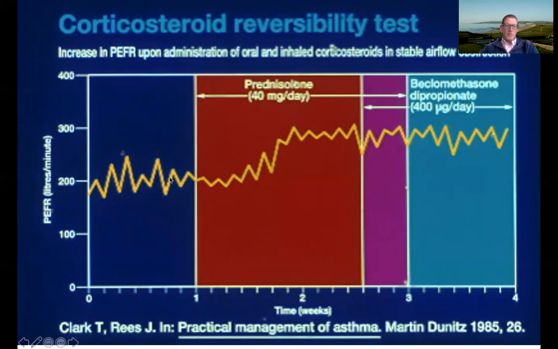So this would be a patient with poorly controlled asthma. You might then give them a couple of weeks of prednisolone, 40 milligrams a day. You can see their average peak flow improves, and you can see the amplitude, the diurnal variability of the envelope also is reduced. And then you switch them to beclomethasone in a dose of 0.4 milligrams a day, 400 micrograms, and you maintain the same response that you got with prednisolone. So you induce remission with oral steroids and you maintain it with inhaled steroids.